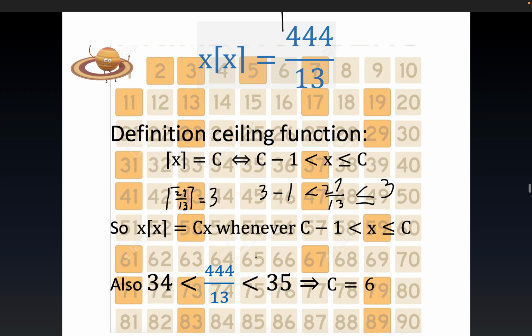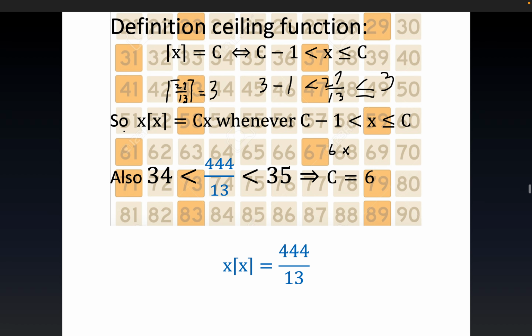But in any event, what will happen right here is you need to do some arithmetic to determine that 444 over 13 is between 34 and 35. And that implies that C would have to be 6. In other words, it would be the 6x function, okay? The 6x function, if you just look at this definition. In other words, it would correspond to the 6x function in that interval, right? Just based on what we've seen right here. Okay, so all we have to do is just equate this with 6x. Okay.